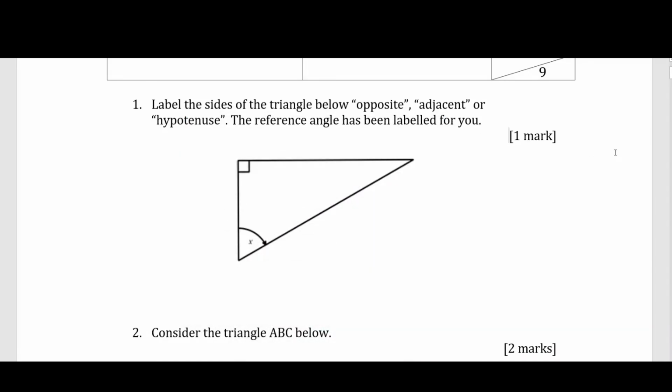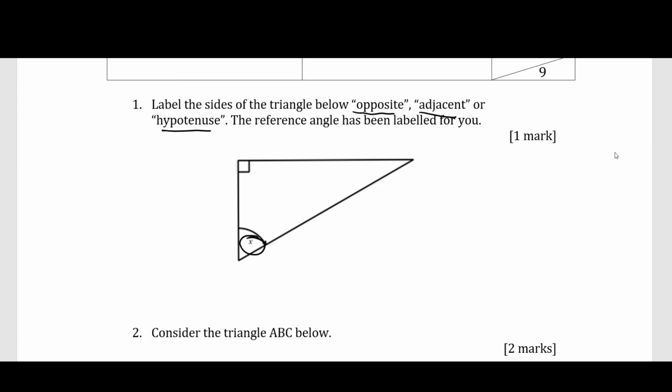Welcome. Year 9 mathematics test practice. This is Pythagoras and trigonometry. So number 1, label the sides of the triangle below, opposite, adjacent, or hypotenuse. The reference angle has been labelled for you. So here's our reference angle X. And we need to label this triangle opposite, adjacent, or hypotenuse.